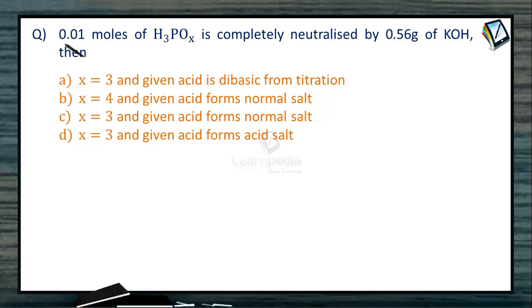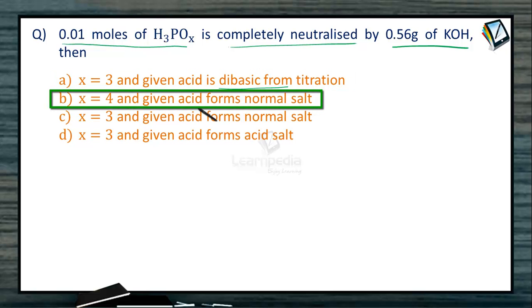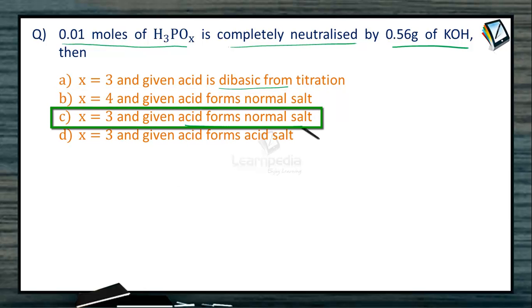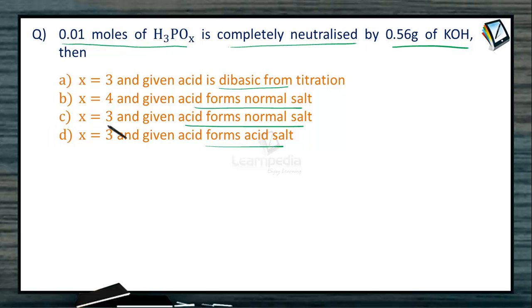Another question. 0.01 moles of H3POX, where X is unknown, is completely neutralized by 0.56 grams of KOH. Then X is equal to 3 and a given acid is dibasic from titration. X is equal to 4 and given acid forms normal salt. X is equal to 3 and given acid forms normal salt. X is equal to 3 and given acid forms acid salt. So either X is 3 or 4 from the options given.